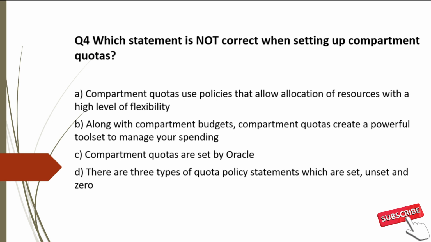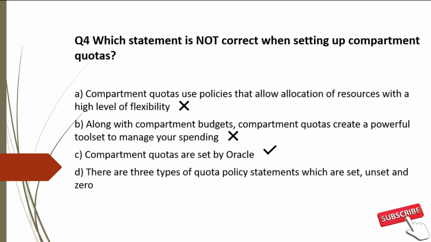Pay attention, we have to identify the false statement. Option A, compartment quotas use a policy that allow allocation of resources with a high level of flexibility. This is correct statement as per Oracle doc. But as we have to identify false statement, this is incorrect. Option B is also valid statement. We can control our spending through Oracle compartment quotas. So this is incorrect. Option C is false statement. Compartment quota is set by user, not Oracle. Hence this is correct option.